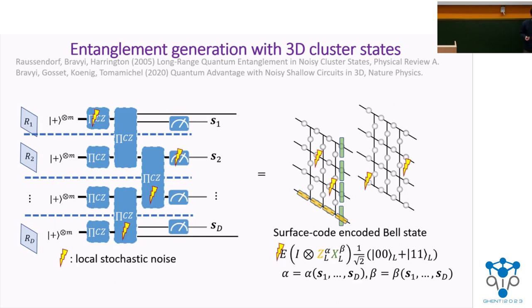What Raussendorf et al. proved was that if they start this protocol with a noisy cluster state affected by IID Pauli Z errors, this process is still fault-tolerant. Later Bravyi, Gosset, König, and Tomamichel proved that under local stochastic noise, the process is fault-tolerant.